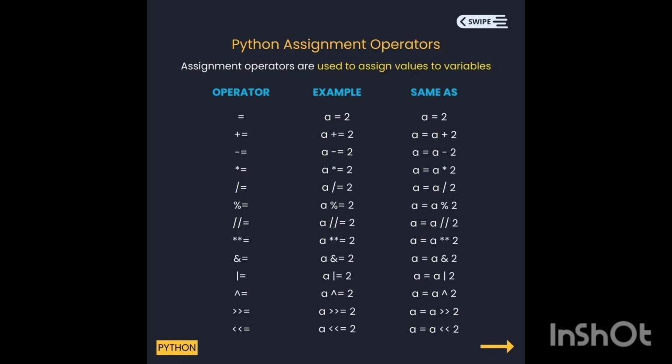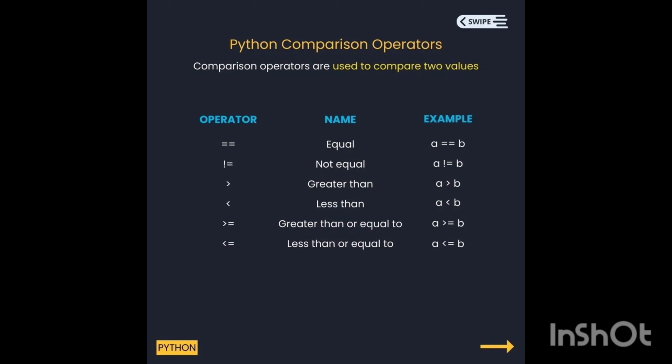The next one is assignment operators, which are used to assign values to a variable. If a is equal to 2, it means 2 is assigned to variable a. Then the next one is comparison operators, which are used to compare two values. For example, if a is equal to b, it means a equals b.